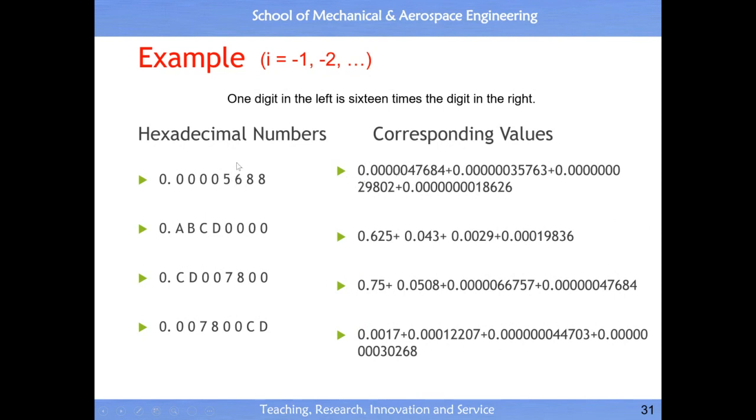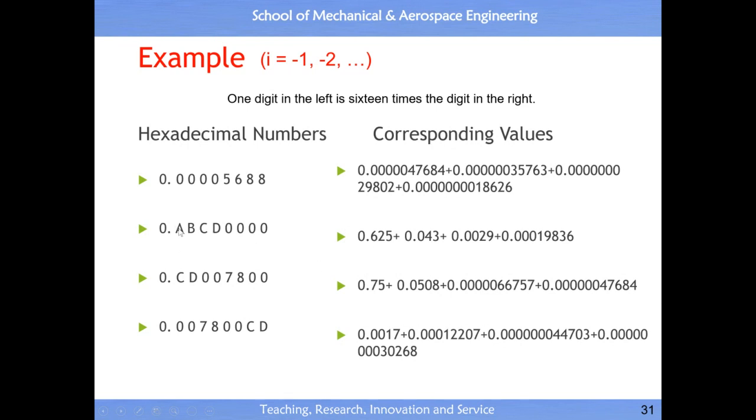Okay. Then 6 times 16 raised to the negative 6, we will get this number. For A times 16 raised to the negative 7, then you will get this number. Then this one is equal to A times 16 raised to the power of negative A. Then you will get this one. So then for this, I let you evaluate.